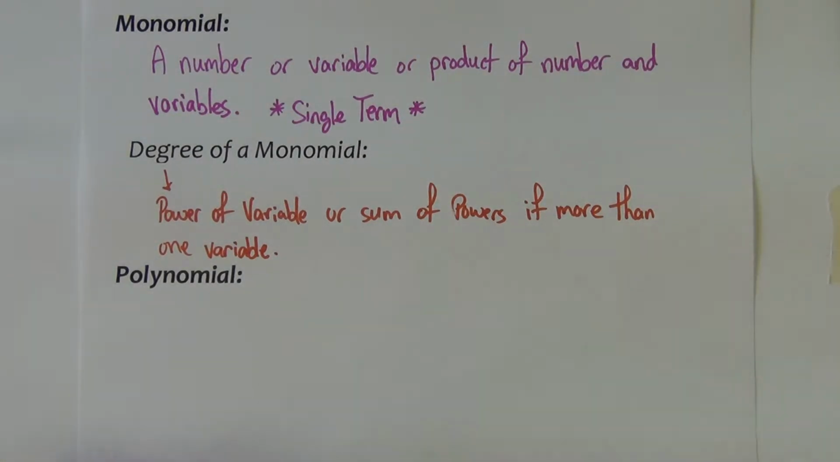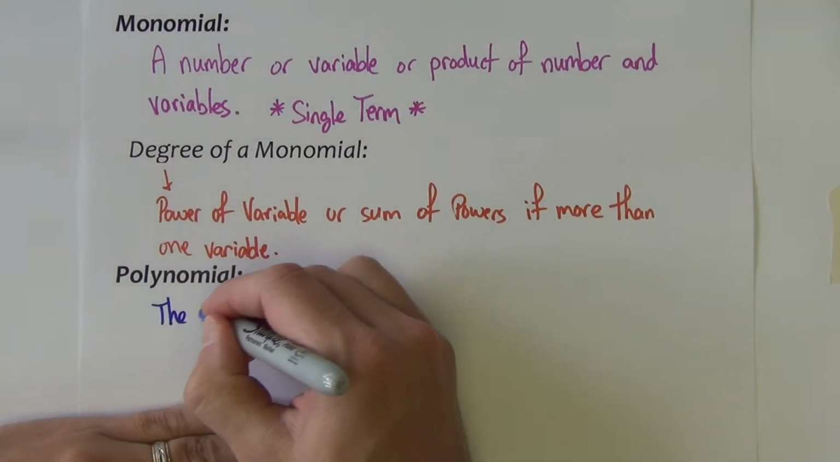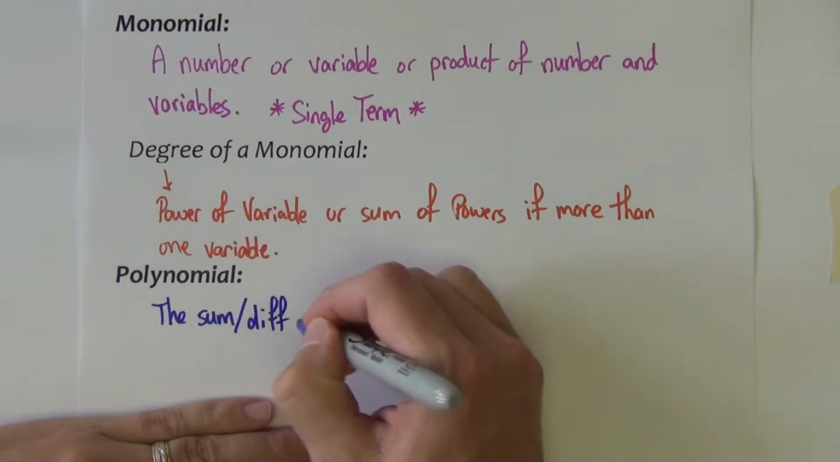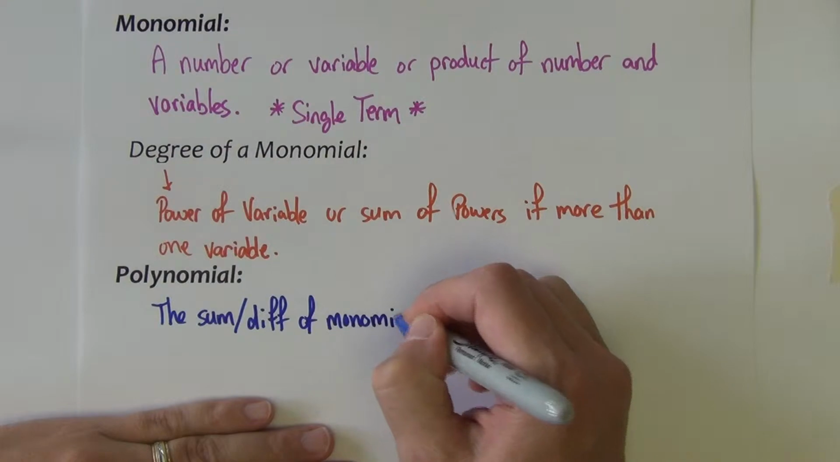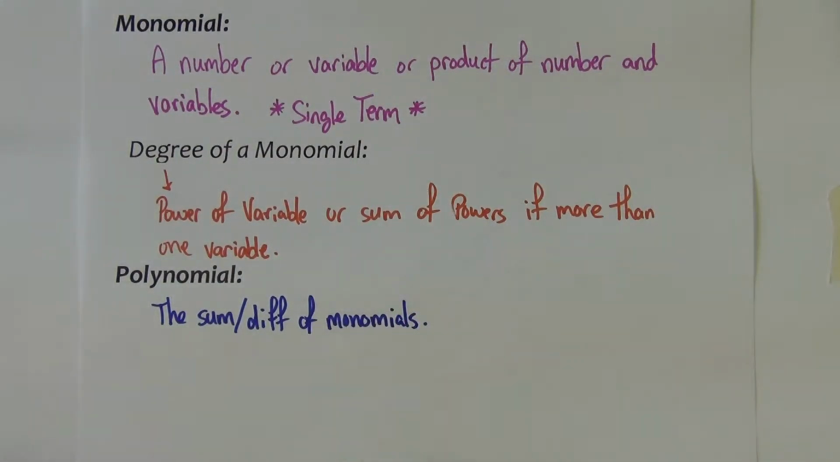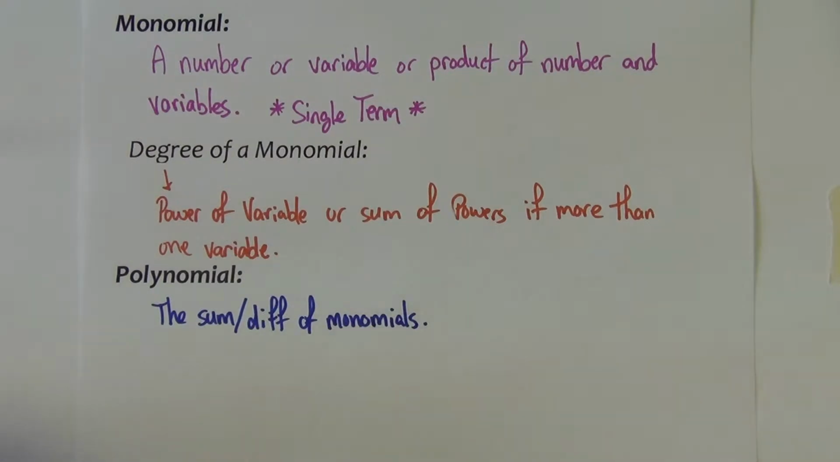And then a polynomial, very simply, is the sum or difference of monomials. So it's polynomial where we're going to see plus and minus signs. In fact, poly means many. So it has many terms, which is more than one.